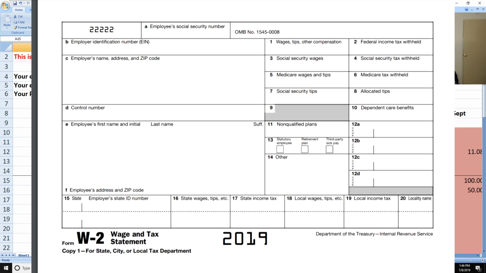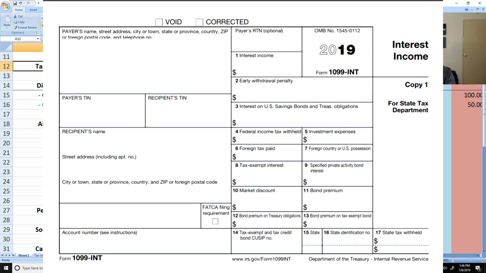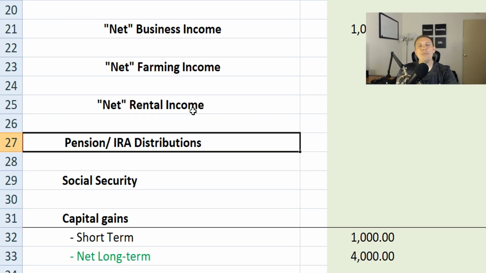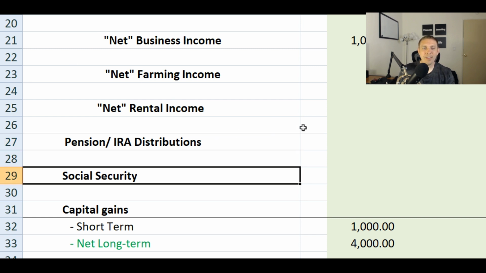And just since we're going with that theme, your wages would appear on your W-2, your taxable interest would appear on a 1099, dividends would appear on a 1099, and so on and so forth. The next item I have here is pensions and IRA distributions. This refers to taxable pensions and taxable IRA distributions. You're like, Mike, what if I have a Roth? If you have a Roth, don't even worry about it, because that money should be coming out tax-free. Then you might be receiving Social Security. If you do, I have a line here for that.